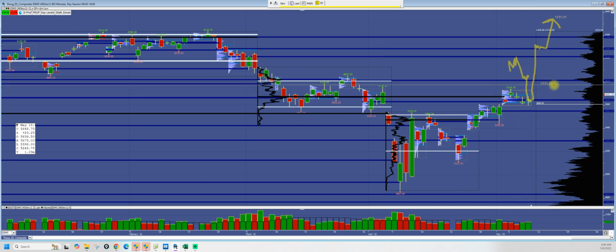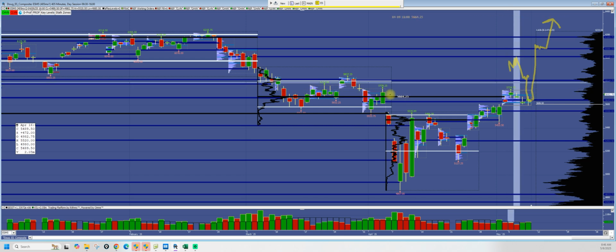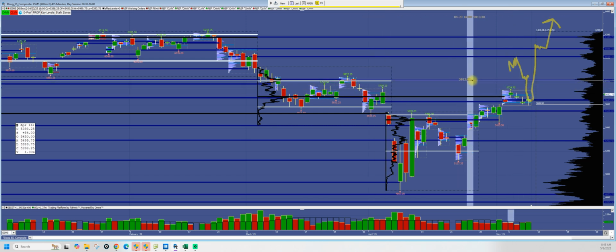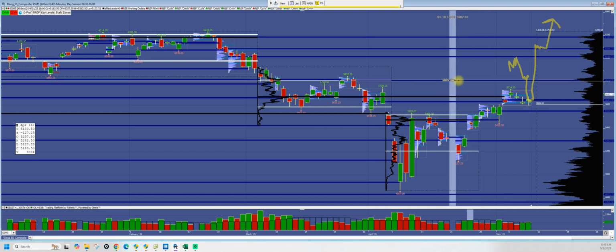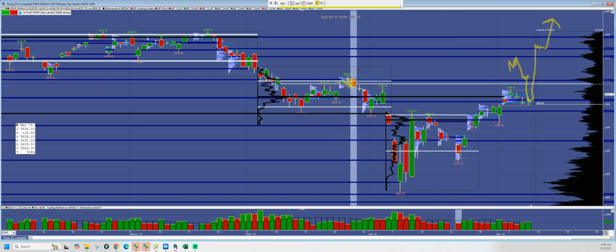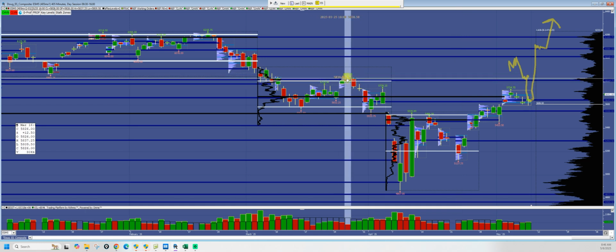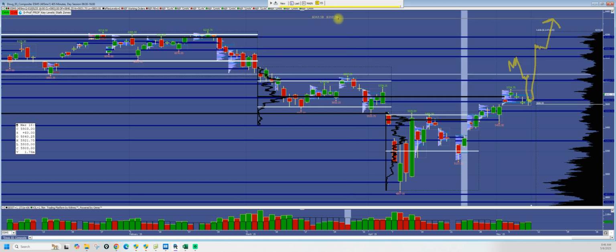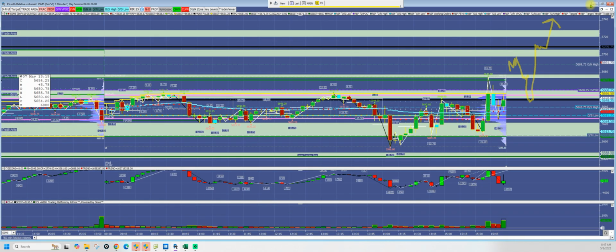But I am looking for that 24.50 to be tested and then broken, and then move up to test the value area high and the naked VPOC that's still up here. And that naked VPOC from these 3 days right here, my positive VPOC. All right, so that is Hypo 1.